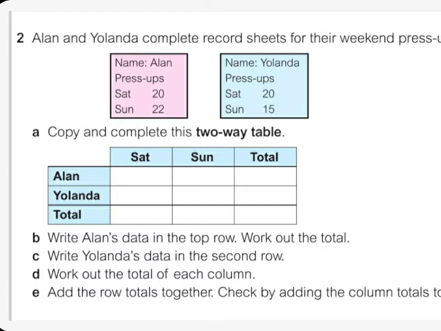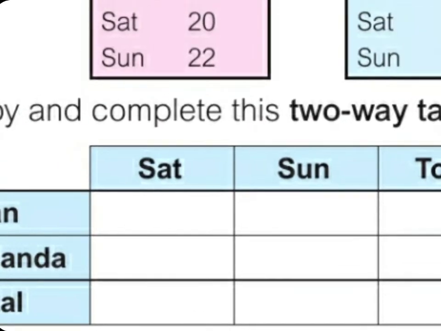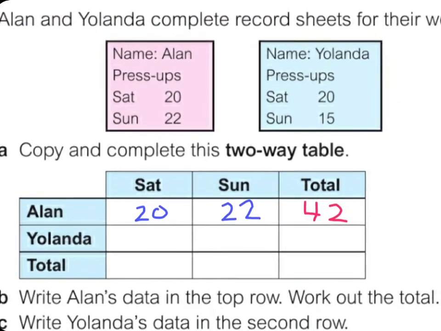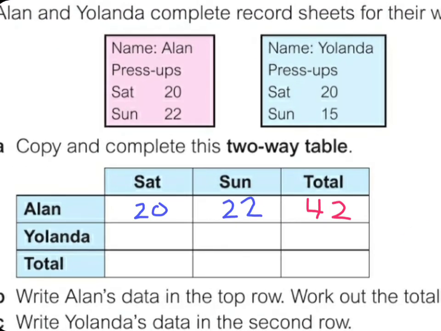Let's do them together. Let's start with Alan. Alan has 20 on Saturday, so we come here and write 20. And then he has 22 on Sunday, so we write 22. And when you add them together, you'll have, very good, 42. Good job. Now let's take Yolanda's information and put it in the table.